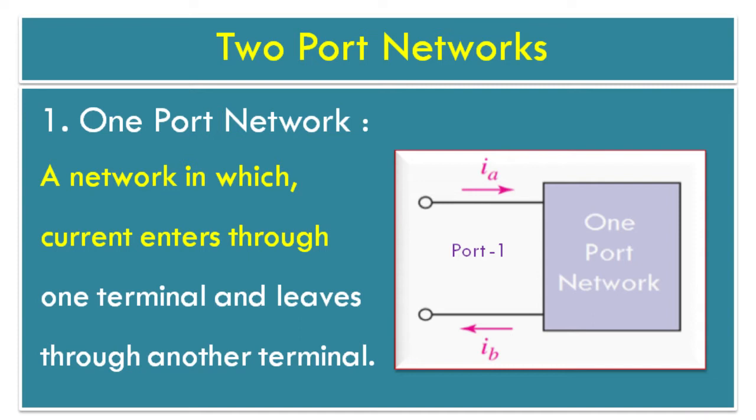First term, one-port network. Statement: a network in which current enters through one terminal and leaves through another terminal. Refer to the diagram of a one-port network. Current IA is entering into the network and current IB is leaving from the network.